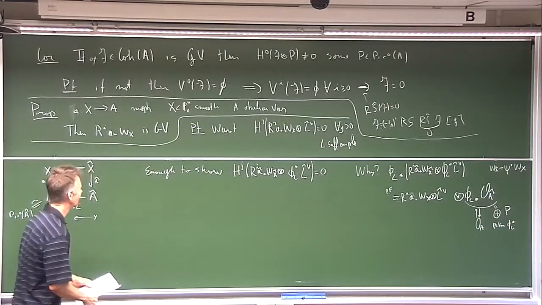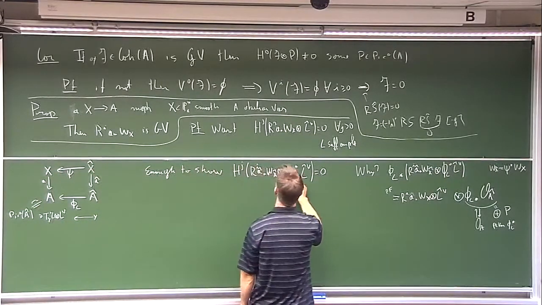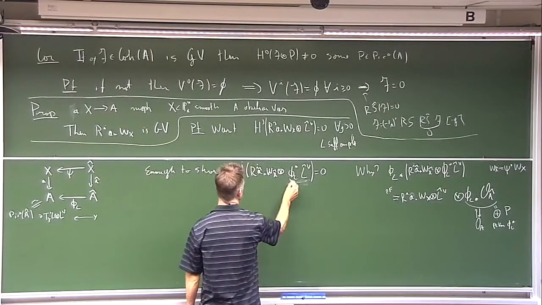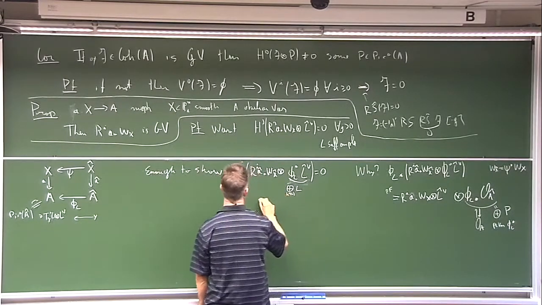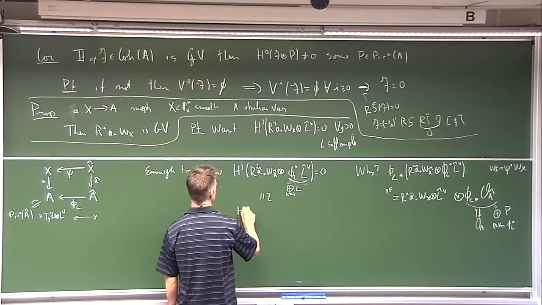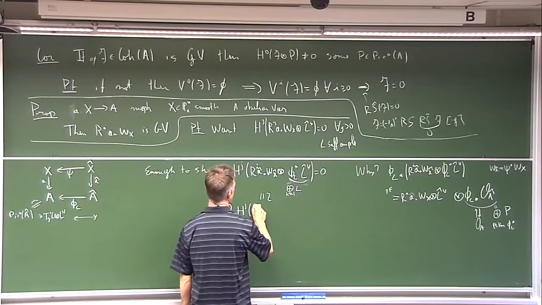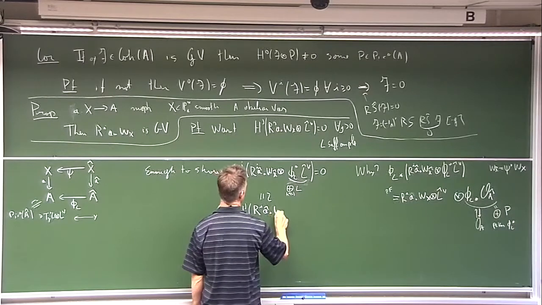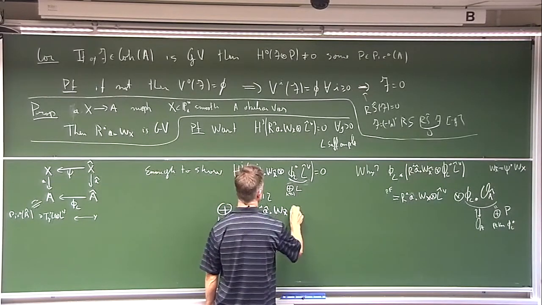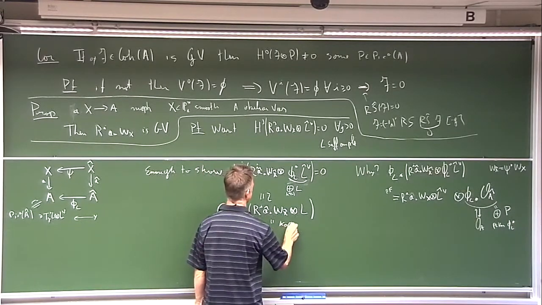OK, so I want to show that one. But you see now this guy here, I must have written it somewhere. So this group here is a direct sum of copies of L, h0 of L of them. So this group here is, in fact, a direct sum of h0 of L copies of H^j of R^i A hat lower star omega X hat tensor L. And each one of these is zero by Kollár vanishing.